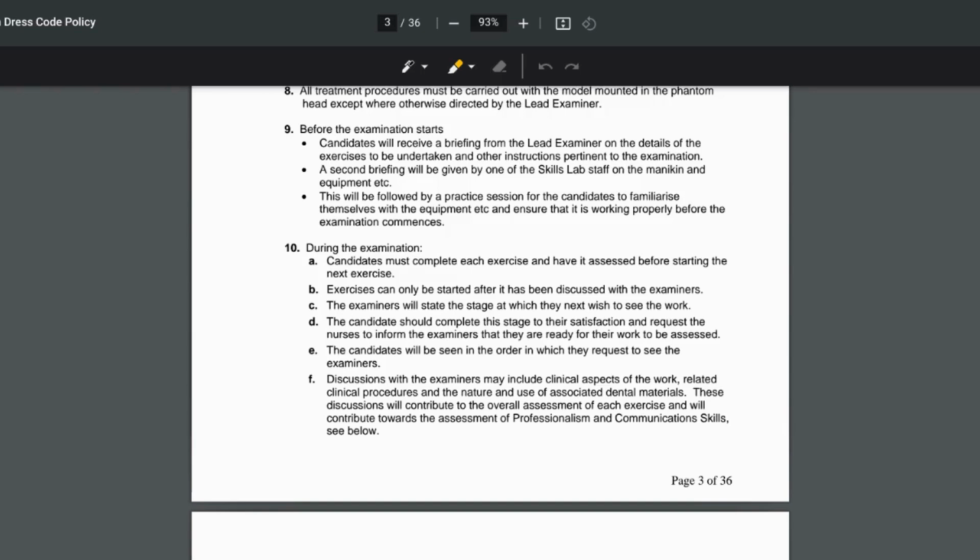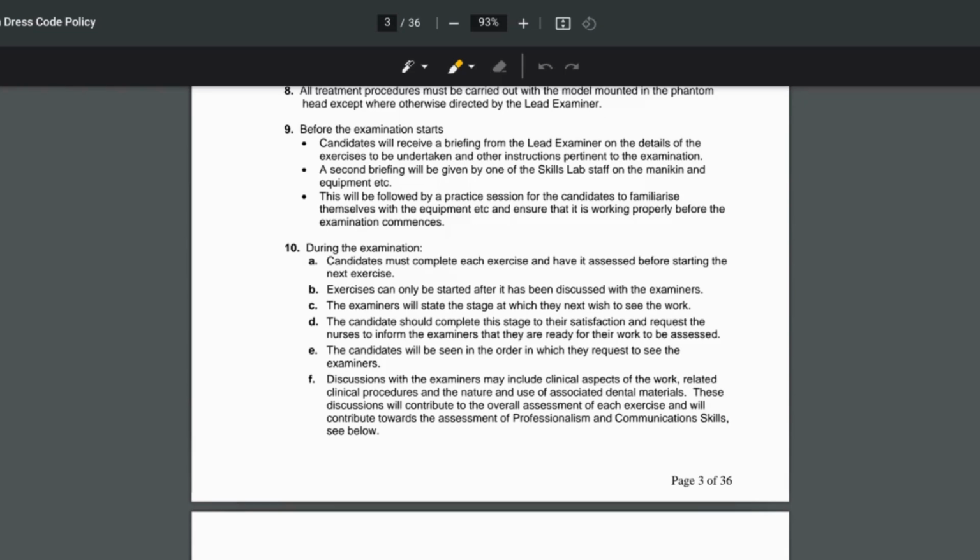Okay, the tooth will be marked. You will be told that you can practice and check your equipment on that tooth before sitting for the actual exam. Okay. And then comes your examination.